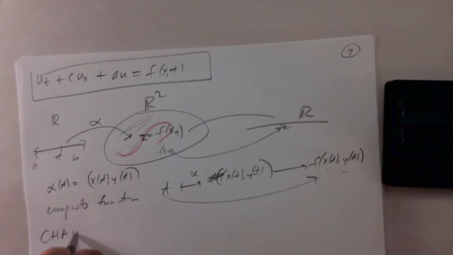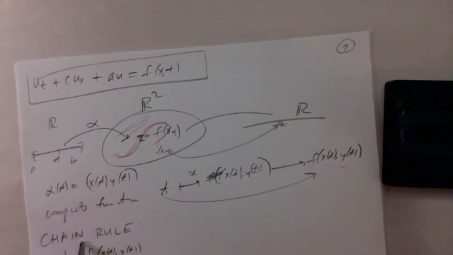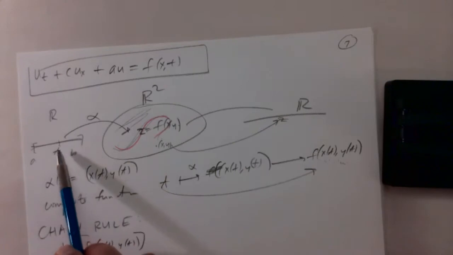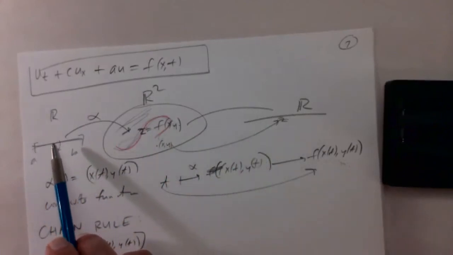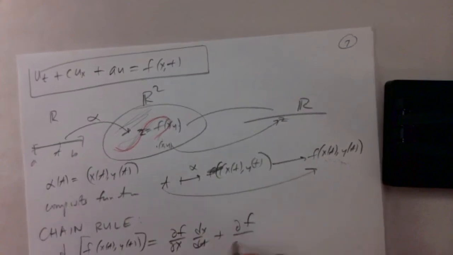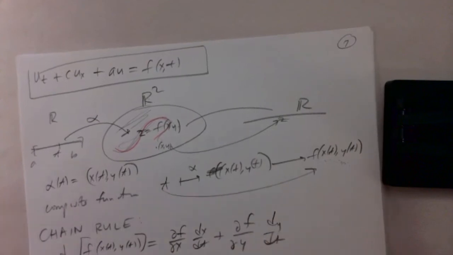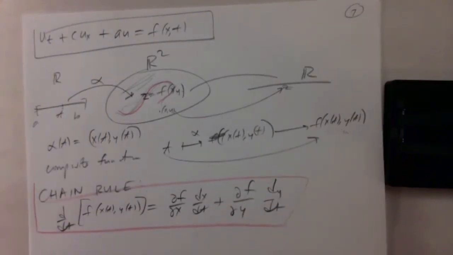And what the chain rule says is the derivative with respect to t of this function f of x of t, y of t. So we have a curve in the plane and a function defined on that curve. And the composite is a function that sends a real number to a real number. It's a function only of t. This is the partial of f with respect to x, dx/dt, plus the partial of f with respect to y, dy/dt. So this is the chain rule. The chain rule works for functions from one space to another, and this is a very special case.